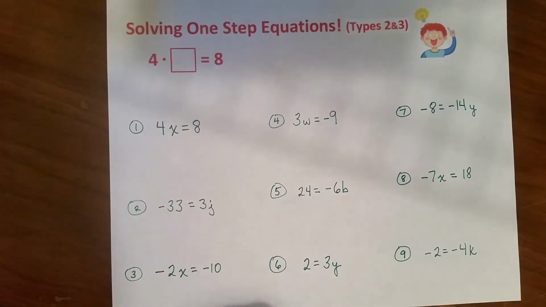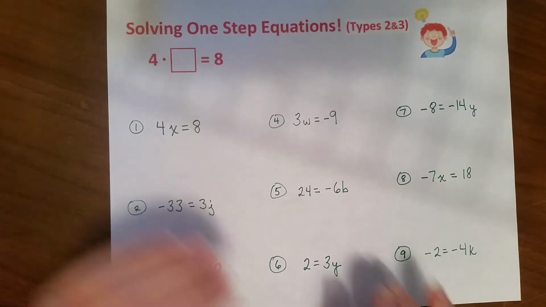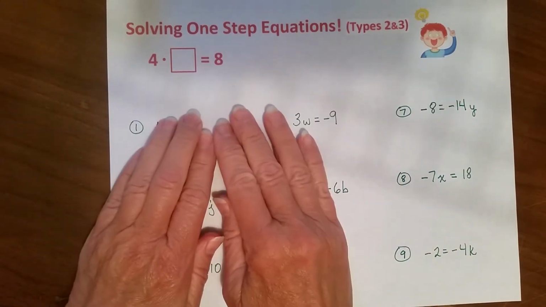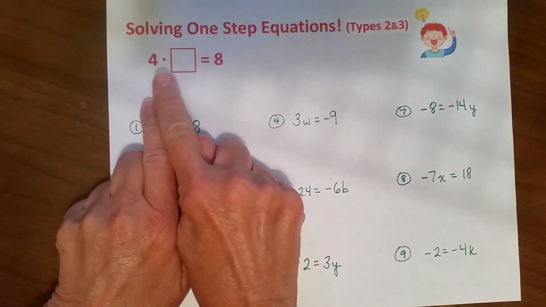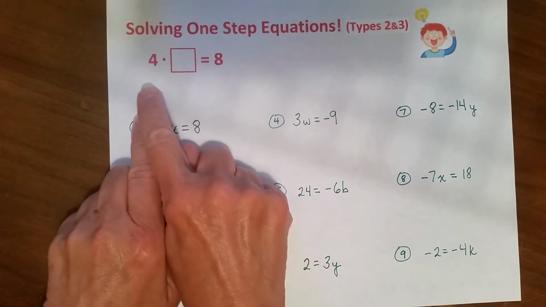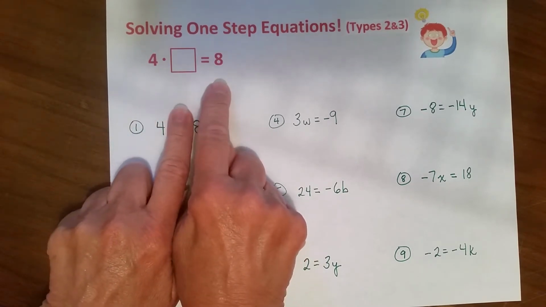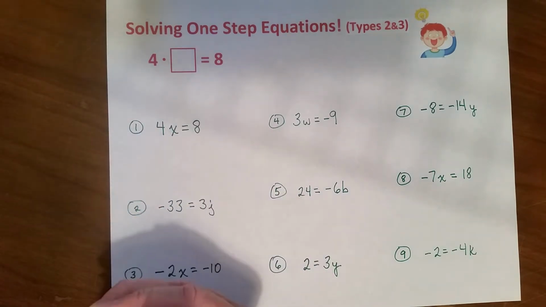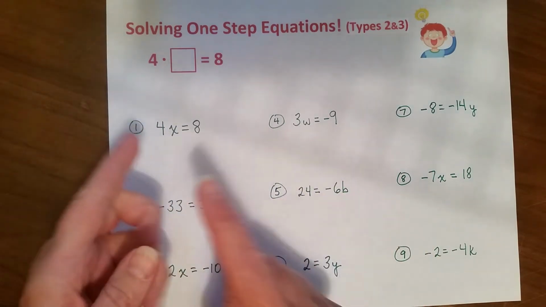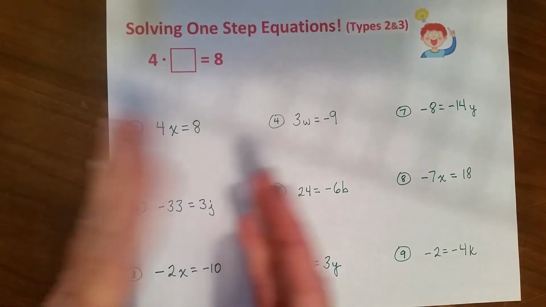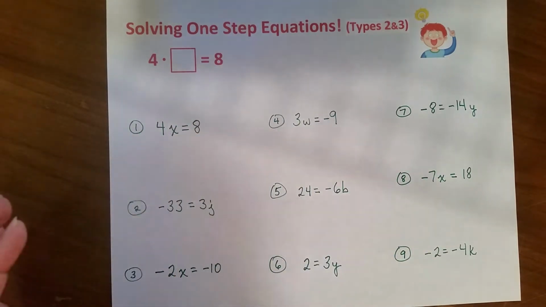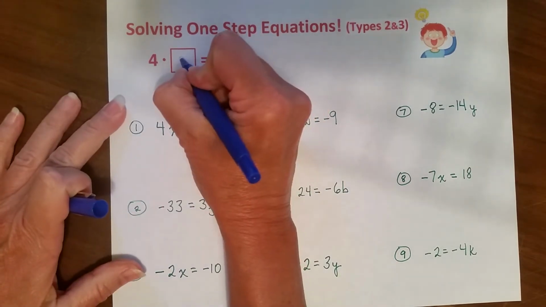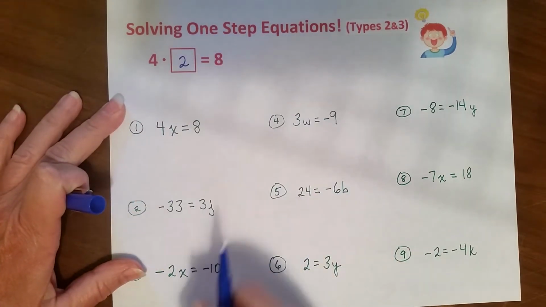We are going to do algebra again, solving one-step equations, but this time the topic is types 2 and 3. So it's still something that you've been doing for a long time. In other words, you would get a worksheet like this, and it would say 4 times something equals 8. This was to encourage you to learn your multiplication tables. So you would think to yourself, okay, 4 times what is 8? 4 times 1 is 4, can't be 1. 4 times 2, there we go, 4 times 2 is 8. So then you would fill in the box, you would fill in 2, and 4 times 2 is 8.